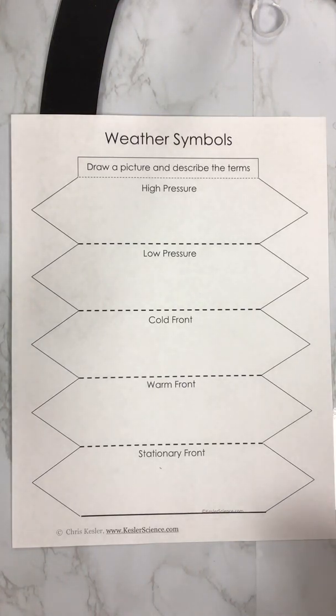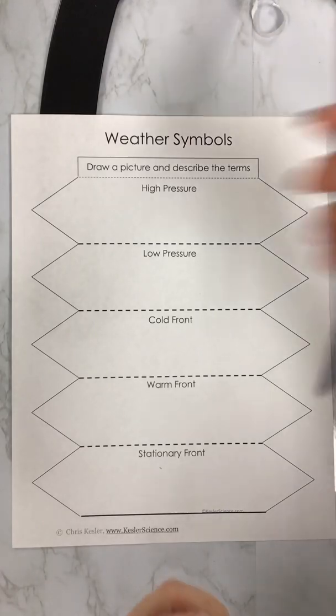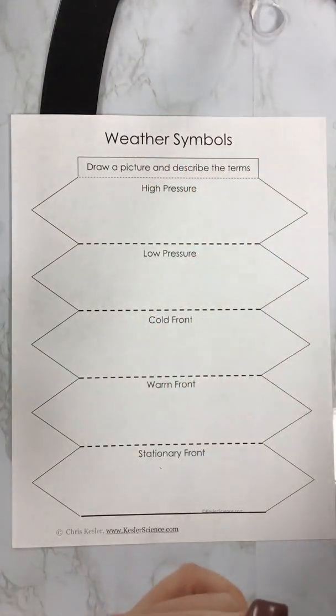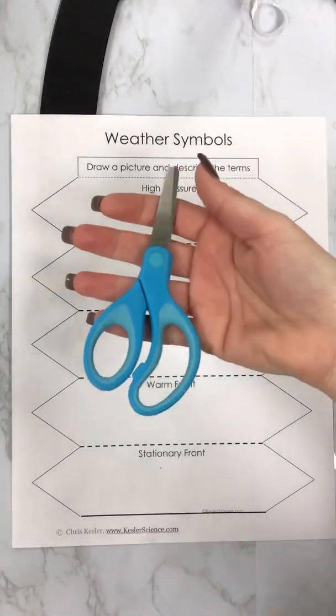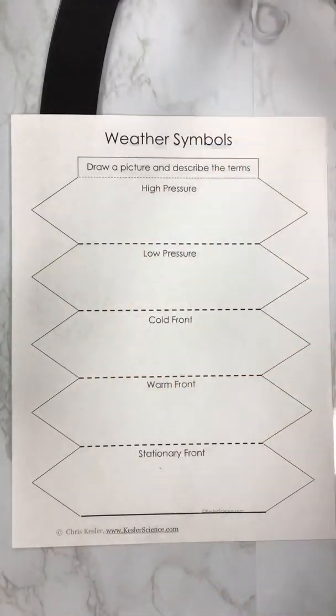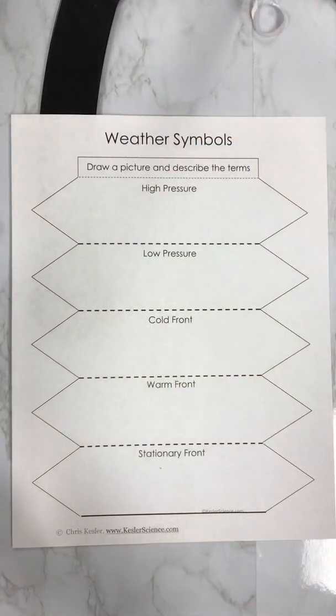Okay guys, today we are going to start learning weather symbols and learning about local weather and how to read and create our weather maps. So what you are going to need are one red and one blue colored pencil. Eventually you are going to need a pair of scissors, glue stick, your notebook, and something to write with.